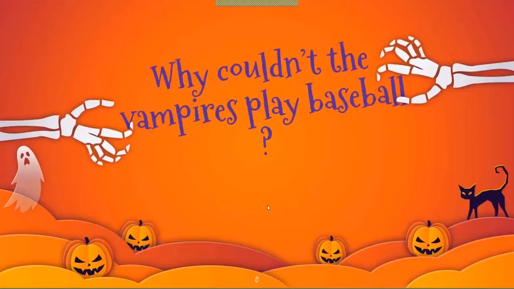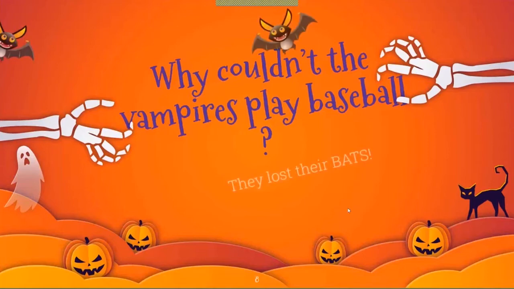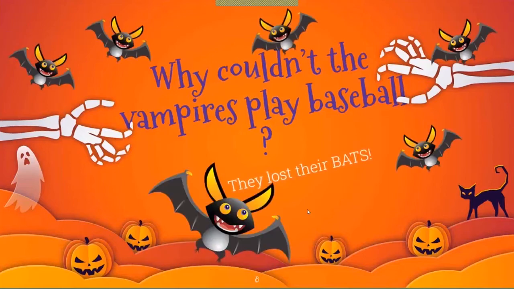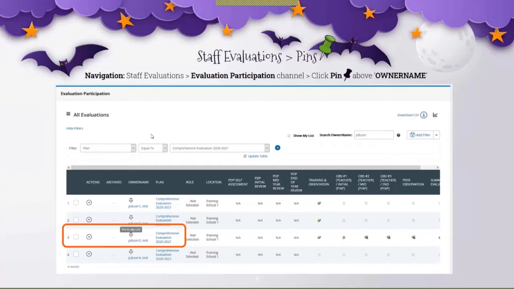Oh, trick-or-treat time. So in the chat, can you answer this question? Why couldn't the vampires play baseball? Does anybody know? I'll give you just 5 seconds. We won't take long on these. No guesses. Let's find out. They lost their bats. And usually when I'm doing a face-to-face session, I like to bring candy, but today you get some virtual candy, and it didn't do it. Oh, no. Maybe the next one will. That was a trick, right? No treat on that one.